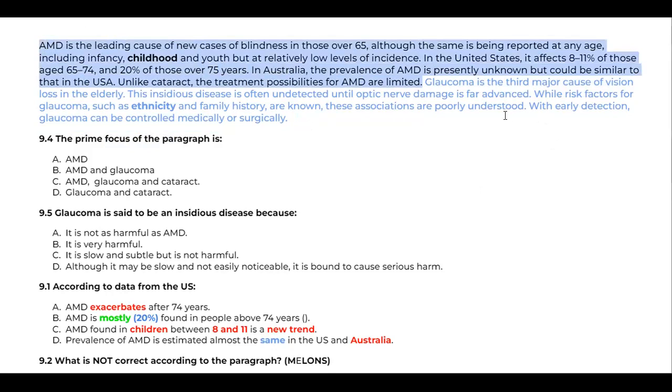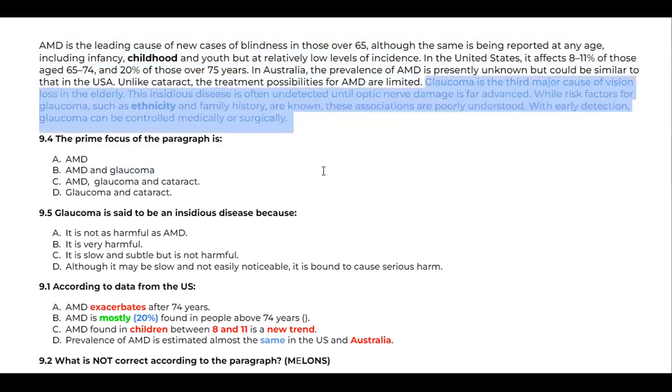In between, you can find something like a cataract coming in. It's all about AMD. The whole thing is AMD and then glaucoma. So in that way, AMD and glaucoma are the prime focus of the paragraph. Because we cannot say glaucoma is not, because from here to here, it is completely glaucoma. So AMD alone cannot be the right answer, because it is not only about AMD.